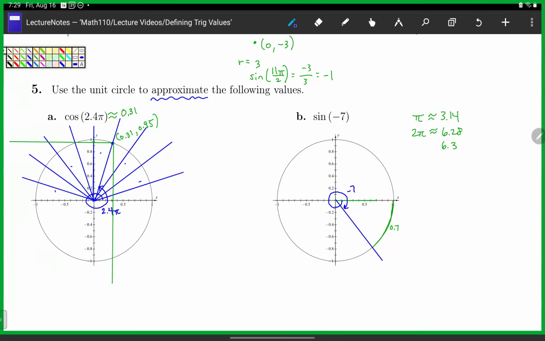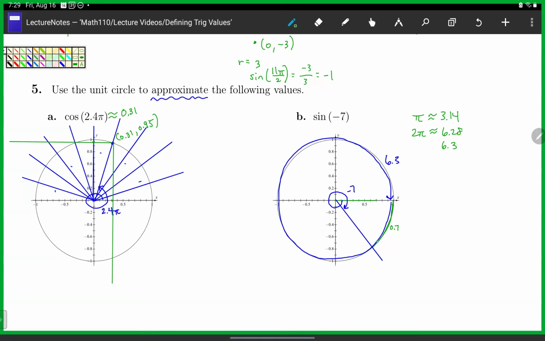So I think that this would be approximately -7 as a radian measure angle. Thinking about going all the way around the unit circle once would be about 6.3, and then there's another 0.7.